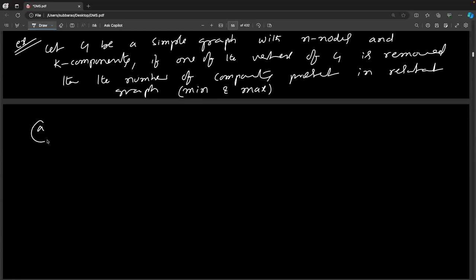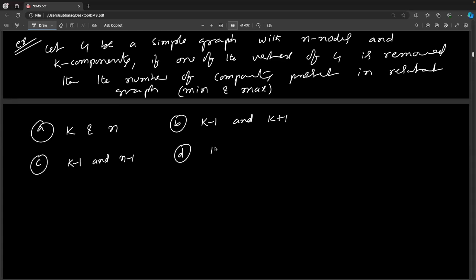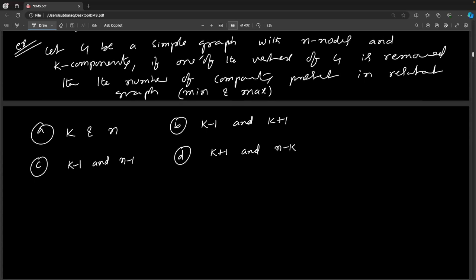Option A, K and N. B, K minus 1 and K plus 1. Option C, K minus 1 and N minus 1. Option D, K plus 1 and N minus K. This is the problem. So if anyone having any doubt, please let me know.